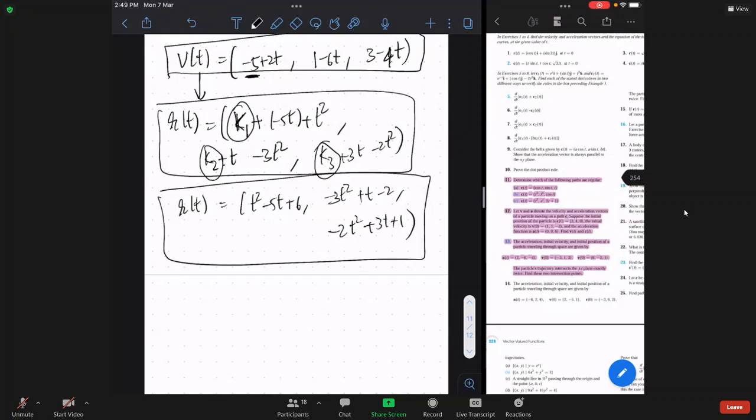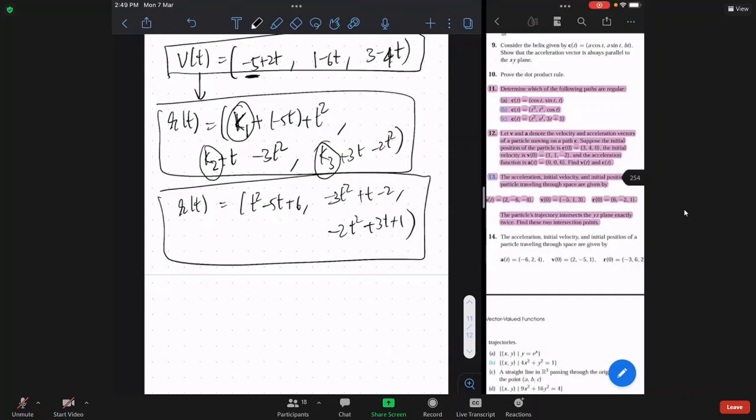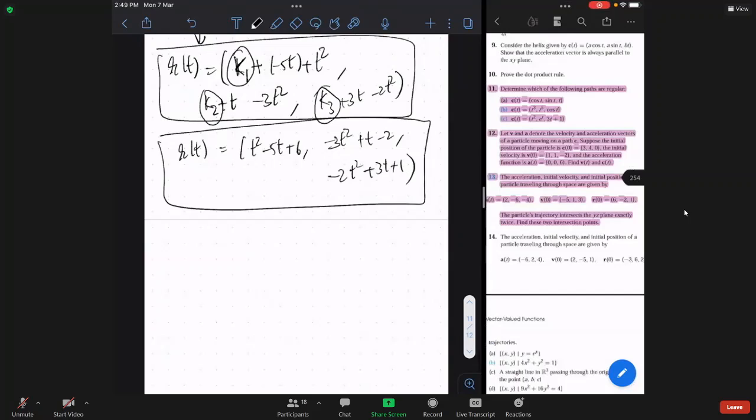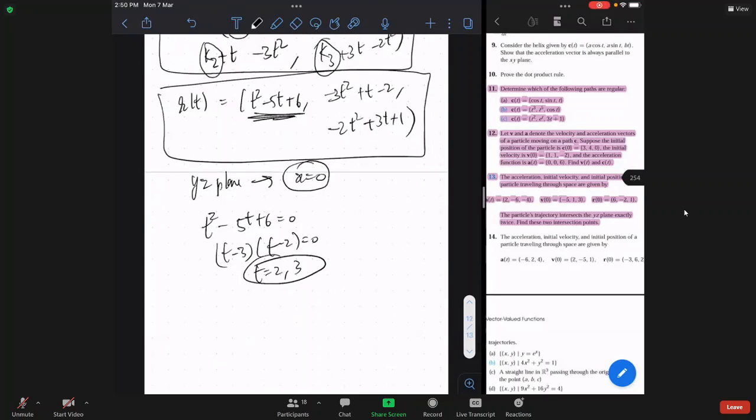Now let's go back to the question. In the question, they've given that the particle's trajectory intersects the YZ plane exactly twice. YZ plane means it is a plane where my first coordinate is always 0. So that means this term is going to be 0. So t square minus 5t plus 6 is 0. So (t minus 3)(t minus 2) equal to 0. So t is either equal to 2 or 3. So these are the 2 points.